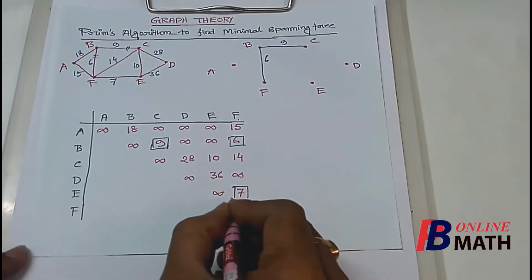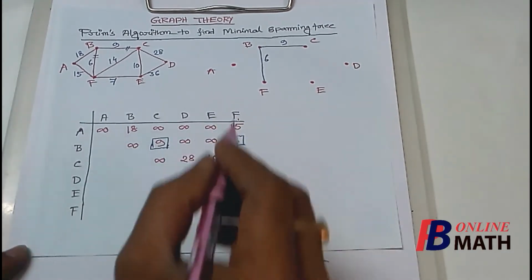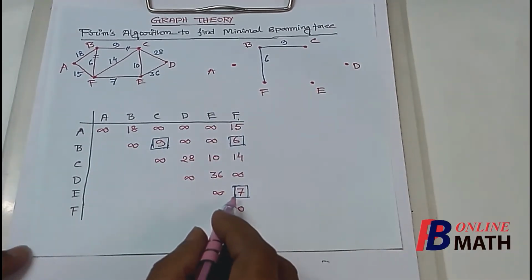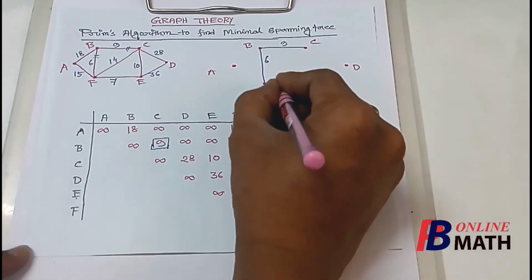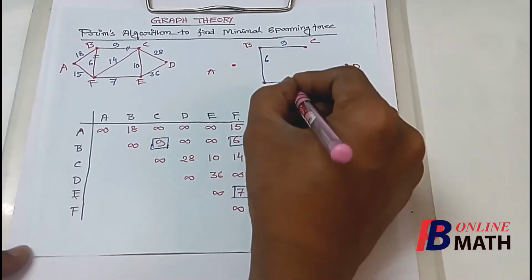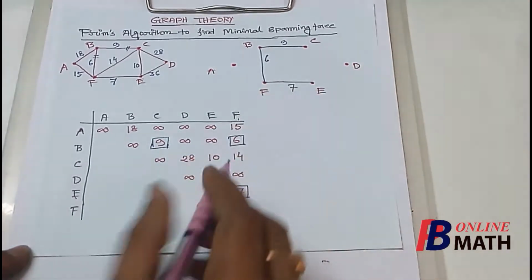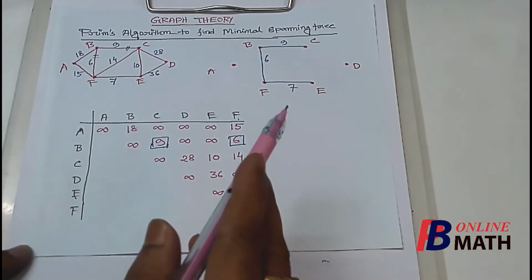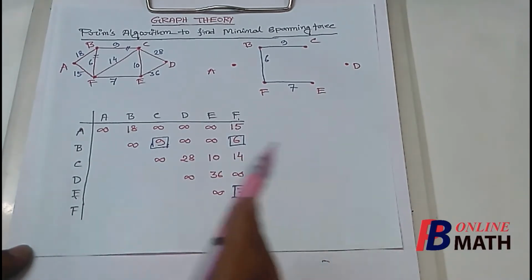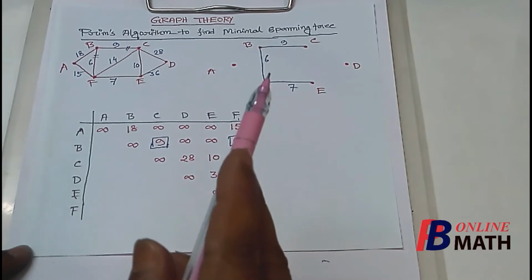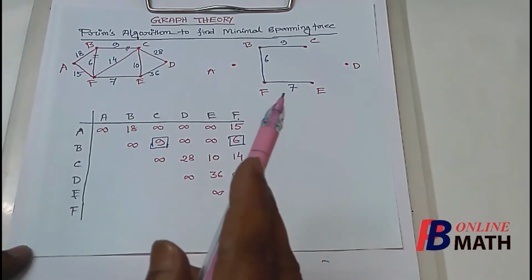So if we select this element E and F, that means we have to connect the edge between E and F. So we connect the edge between E and F having the weight 7. So this is the third edge of the spanning tree. Now only 2 edges are remaining. So we have connected B, C, E and F.